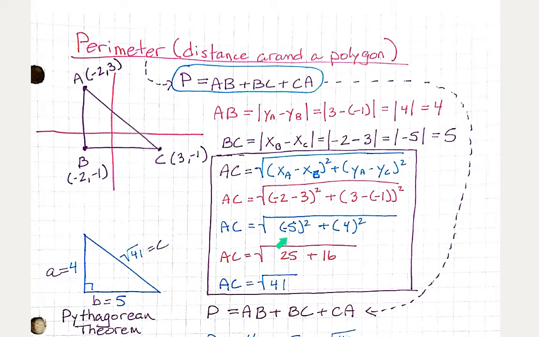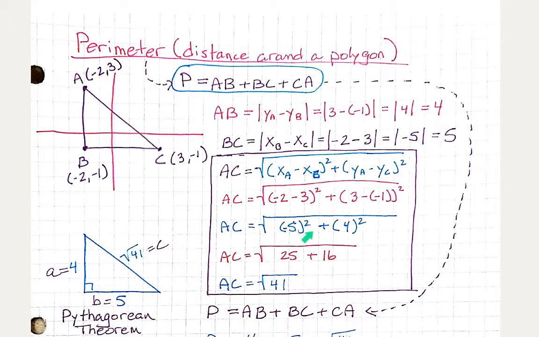Then we square them, and remember, when we square a number, it's always positive. So negative 5 squared isn't negative 25, it's positive 25. Squared numbers are always positive. And 4 squared is 16. And then we add together 25 and 16, and we get 41. Of course, then we have to take the square root of that in the end, and we're going to get a number that is a little bit bigger than 6, but not quite as big as 7.